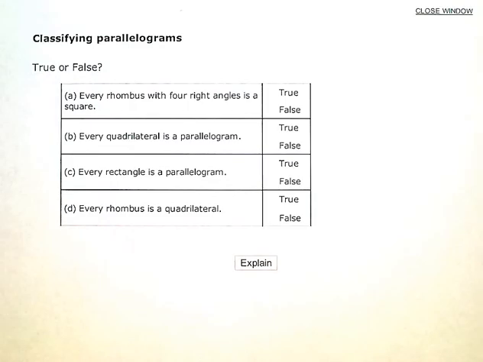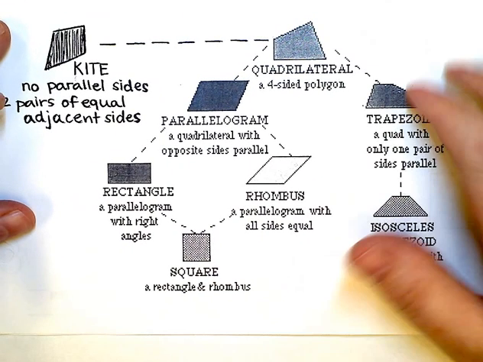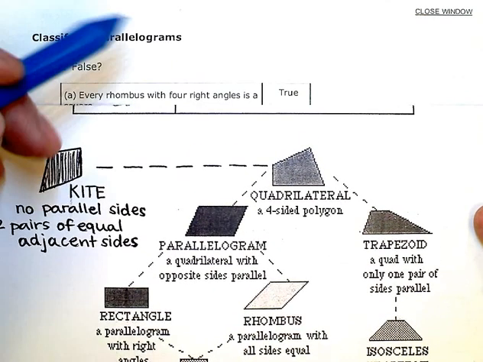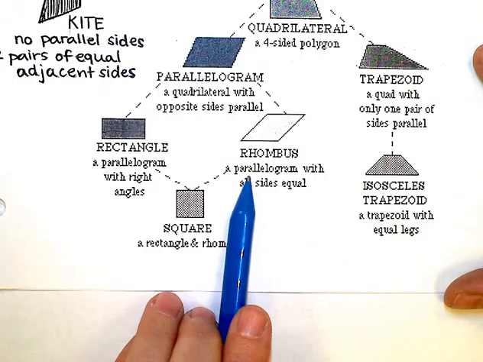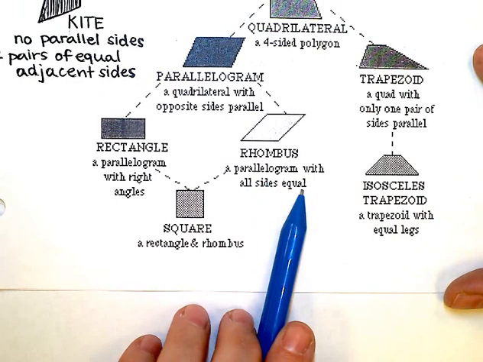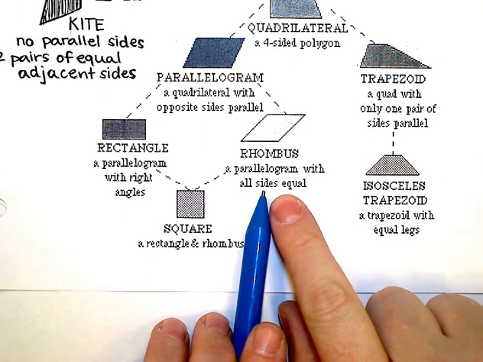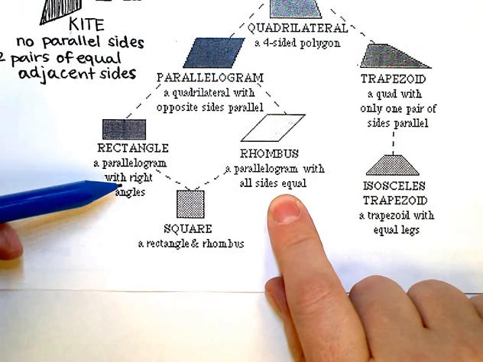Okay, so my first one, statement A, says every rhombus with 4 right angles is a square. So I have this kind of quadrilateral family tree here, and my statement says every rhombus with 4 right angles is a square. So I have rhombus right here. A rhombus is a parallelogram that has all the sides equal, but it doesn't say anything about the angles. So if I take a rhombus and give it 4 right angles, which this property is listed under a rectangle.